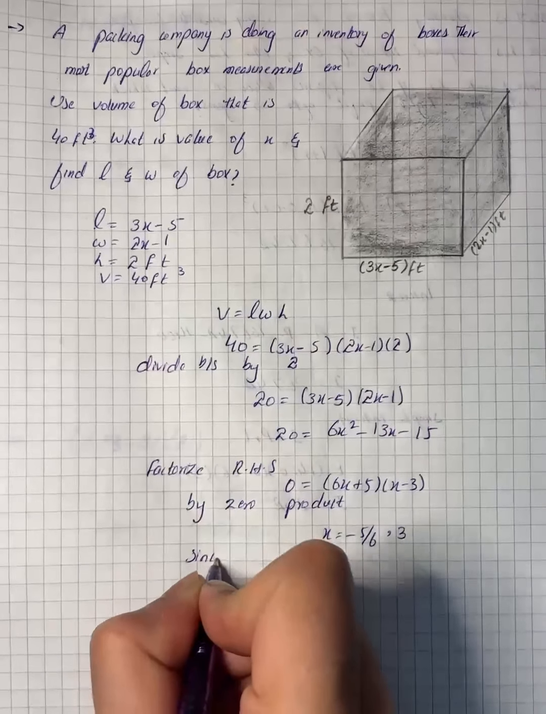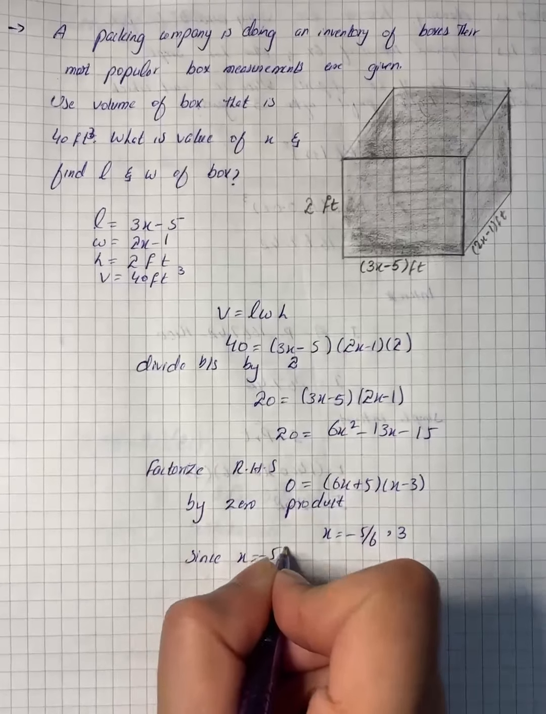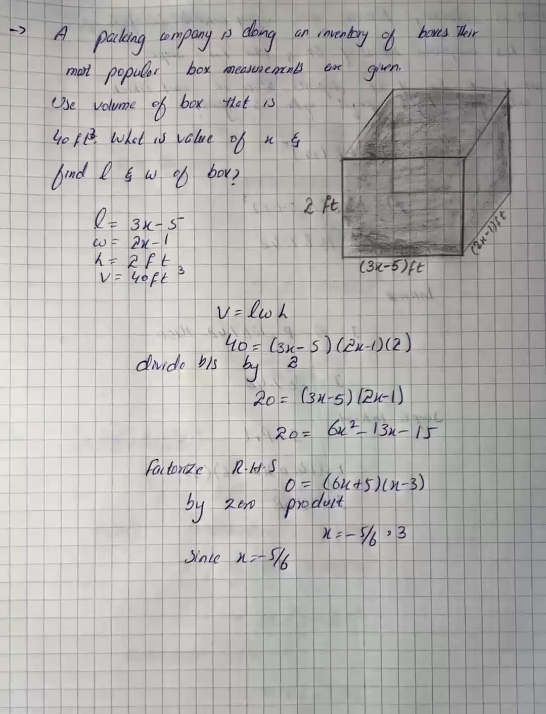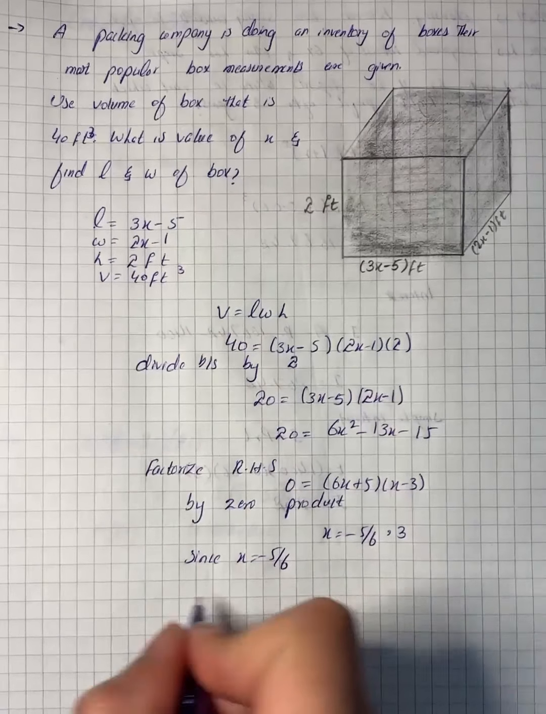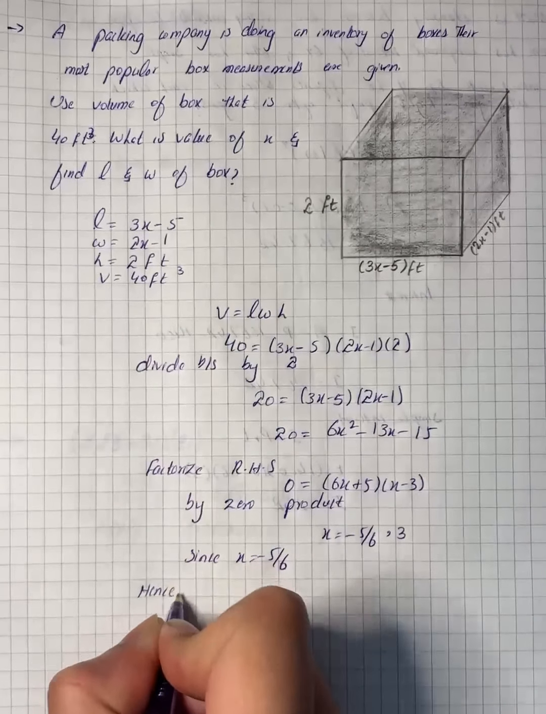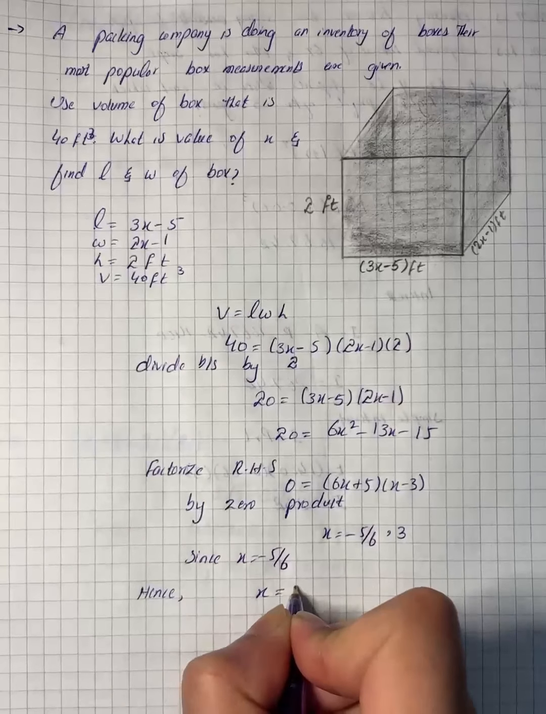Since x is equal to minus 5 by 6 gives negative length and width, then it's extraneous, hence x is equal to 3.